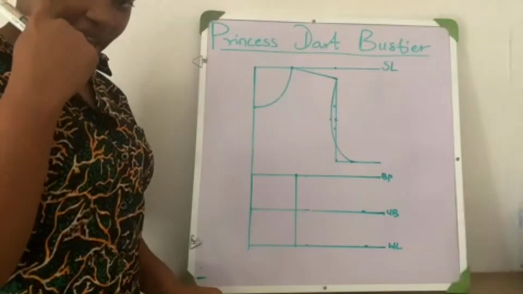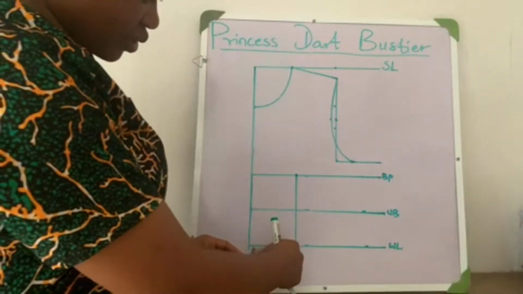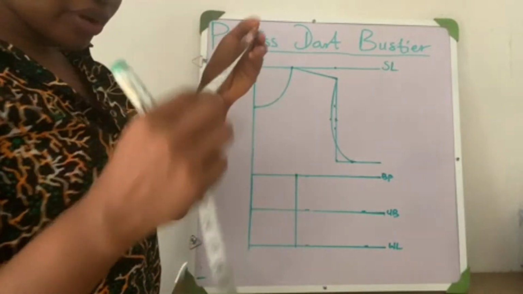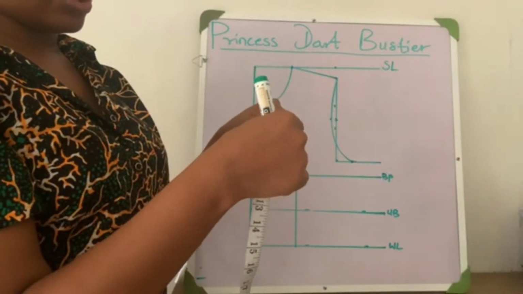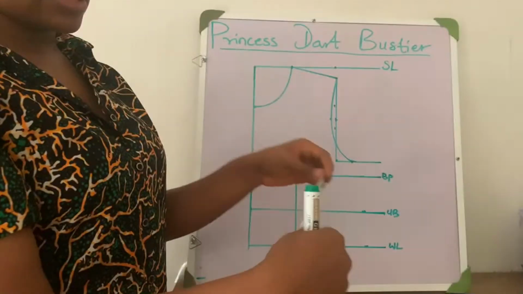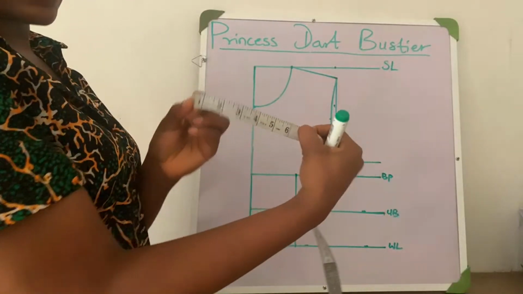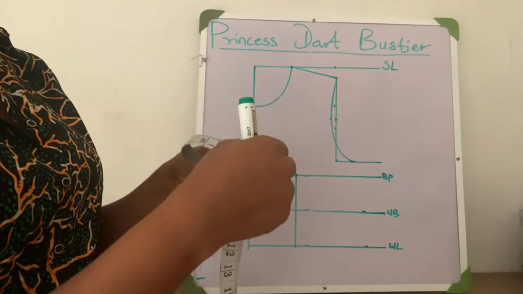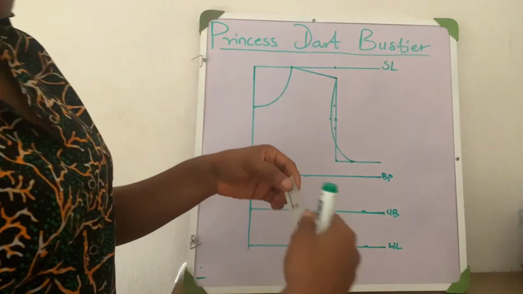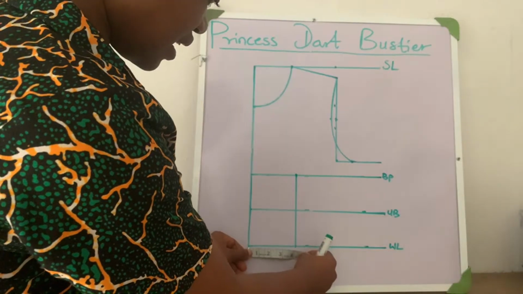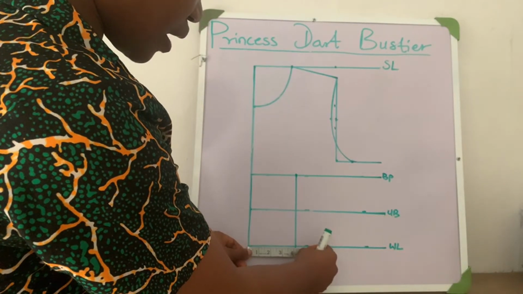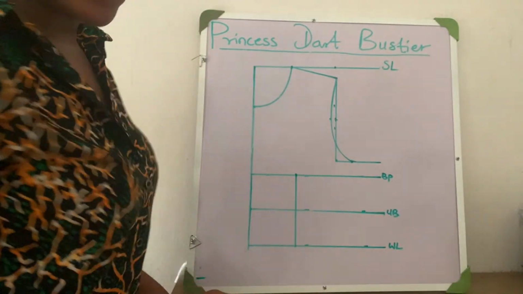Now to start, divide your bust span into 2. If your bust span is 8 inches, you will divide it into 2 to have 4 inches. Now if you have 7 inches as your bust span, you also divide it into 2 and you will have 3.5. So the bust span I'm working with is 8 inches. Divided by 2 is about 4 inches, right?